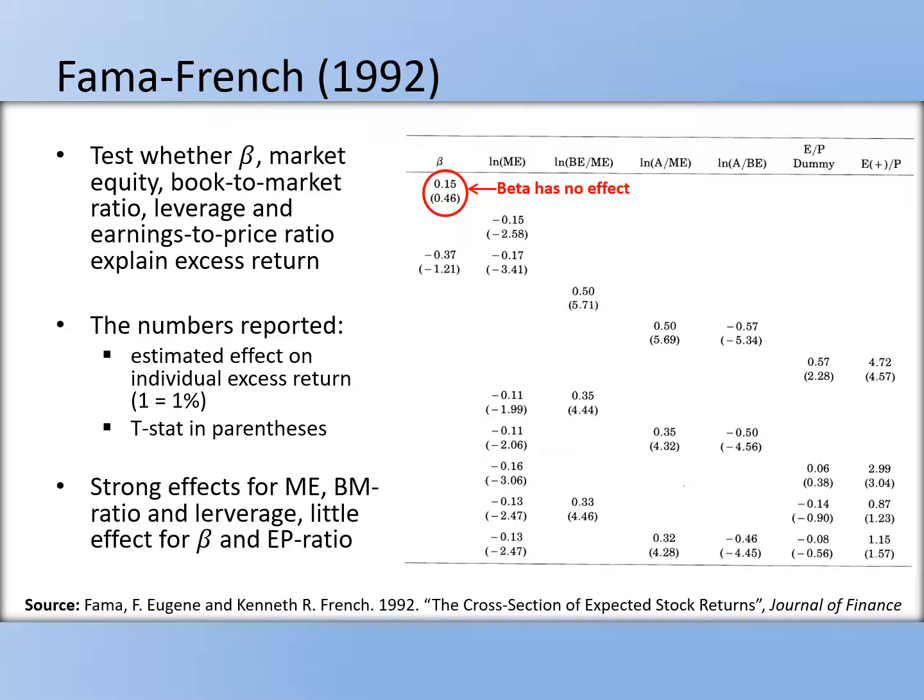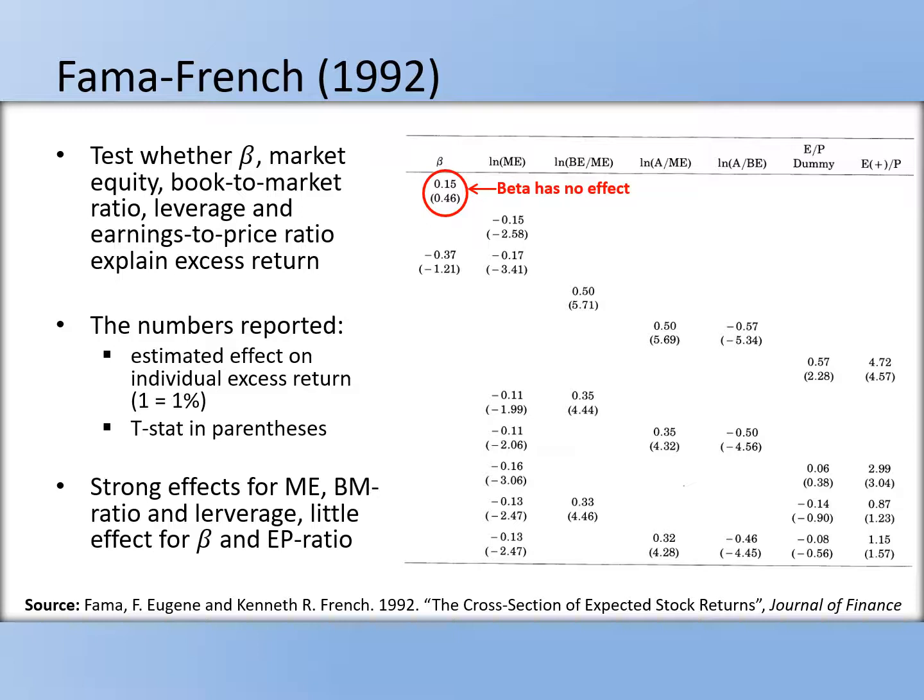First, bad news for CAPM. Beta has essentially no effect on excess return. What this says is that higher correlation with market return does not guarantee higher return. So when the market goes up, your stock also goes up. When the market goes down, your stock goes down. But on average, your stock return is not really that high. So this is low, and it's statistically insignificant. The t-stat is quite small, 0.46.